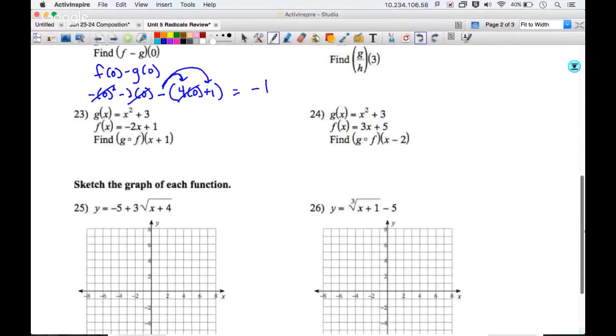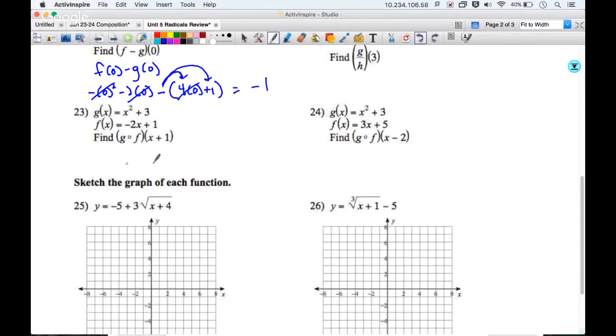Let's do a composition here. I'm liking the looks of 23. g of f of x plus 1 is how we would say that. So what does this mean? Well, it means that we're going to do f of x first. Our input is x plus 1. It needs to go into, we read this backwards, f of x first.